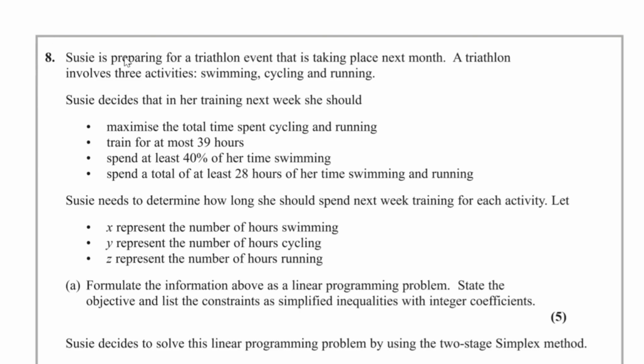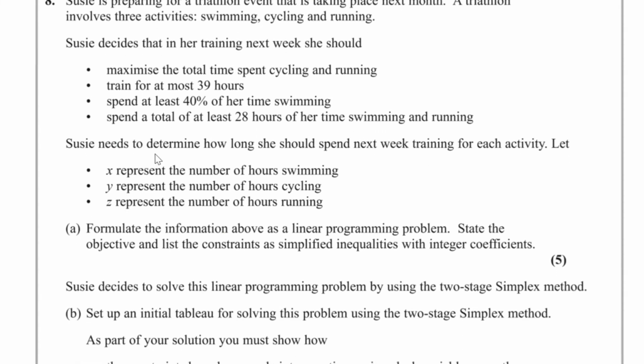Question number 8. Susie is preparing for a triathlon event that is taking place next month. A triathlon involves 3 activities: swimming, cycling and running. Susie decides that in her training next week, she should maximize the total time spent cycling and running, train for at most 39 hours, and spend at least 40% of her time swimming, and spend a total of at least 28 hours of her time swimming and running. Susie needs to determine how long she should spend next week training for each activity.